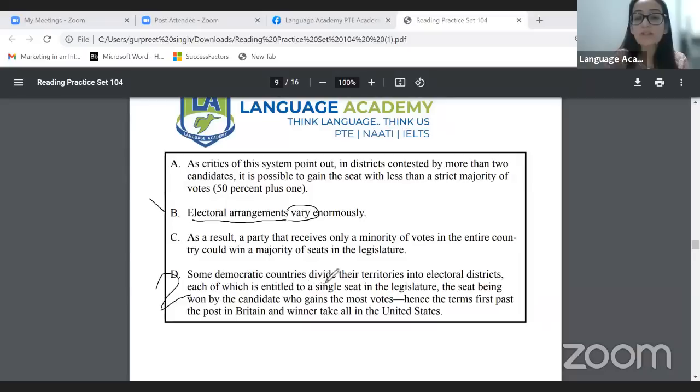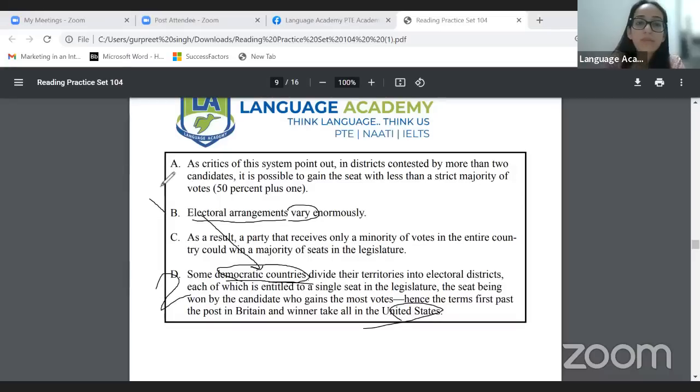Some democratic countries divide their territories into electoral districts, each of which is entitled to a single seat, the seat being won by the candidate who gains the most votes, hence the terms first past the post in Britain and winner takes all the seats in the US. So this is just one type of electoral arrangement. There can be many other types of electoral arrangements also. So you have to understand some democratic countries. And then in the US, these were the examples of the differences in electoral arrangements.